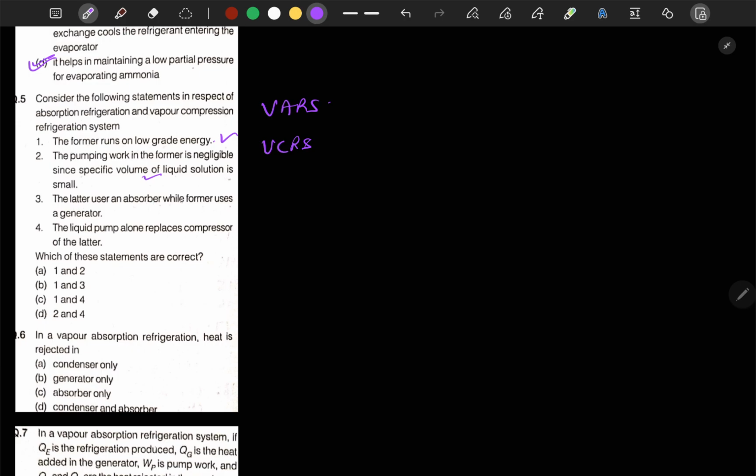Okay, the latter uses an absorber while the former uses a generator. The former uses a generator, the latter doesn't use an absorber, the latter uses a compressor, so this is incorrect. The liquid pump alone replaces the compressor for the latter. Incorrect. So options 1 and 2 are correct.